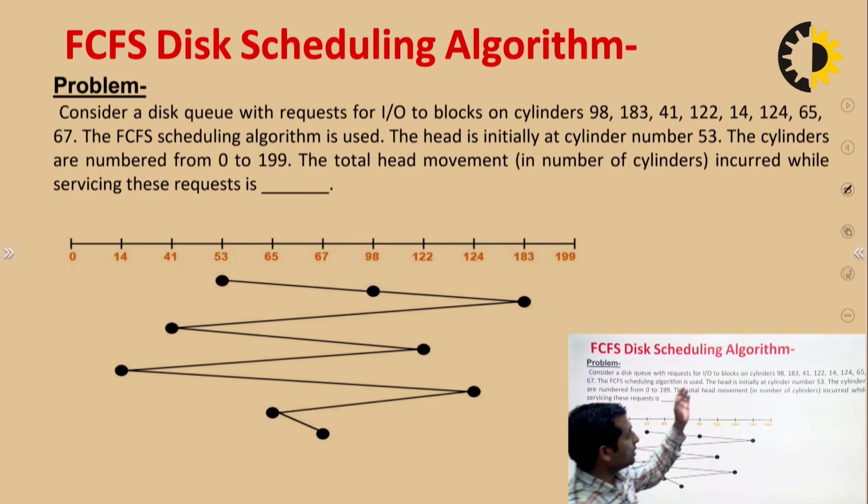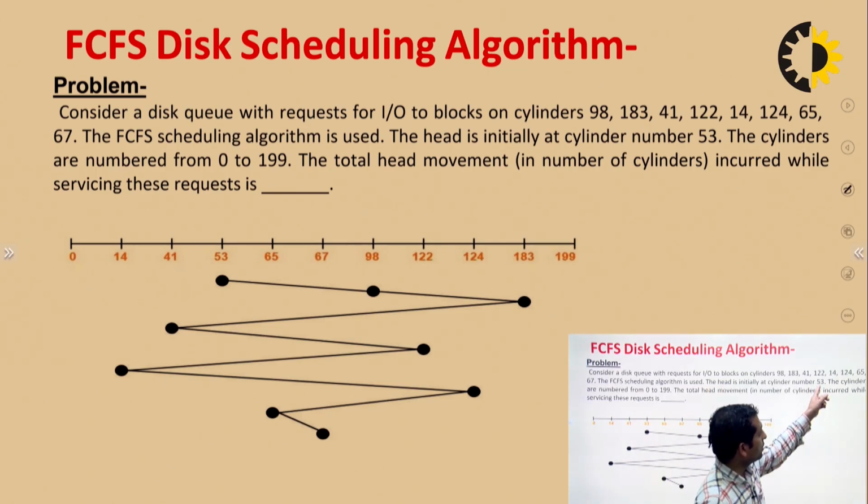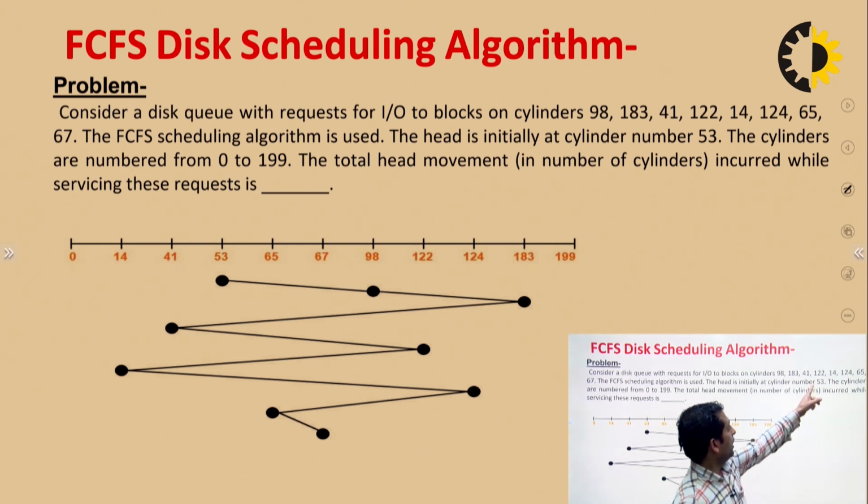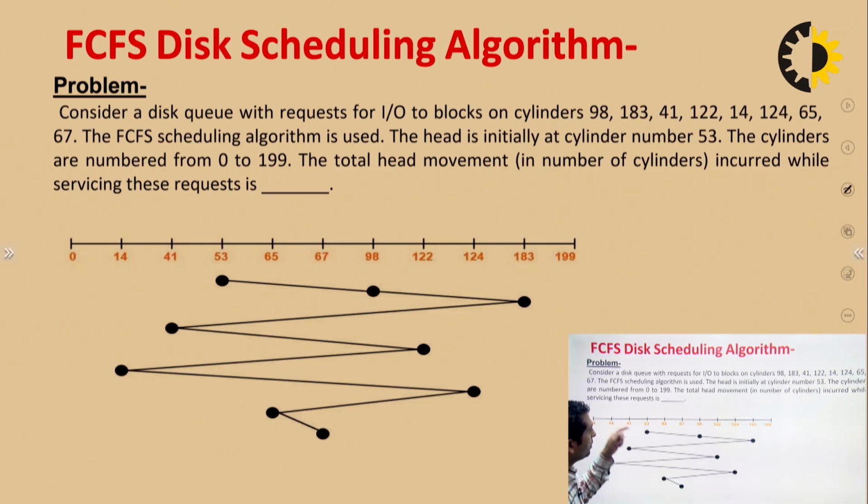The head is initially at sector number 53, cylinder number 53. The cylinders are numbered from 0 to 199. We will count the total head movement. So, first, where is our head? The head is at cylinder number 53. With the help of this diagram, the head is initially at 53.